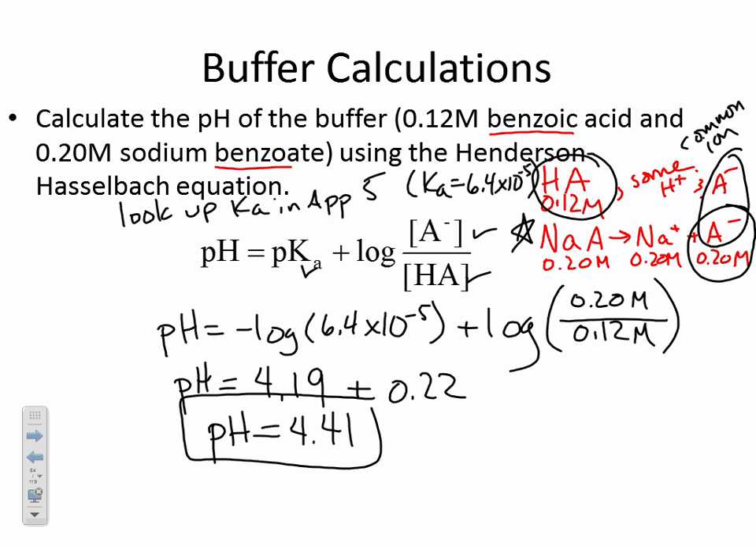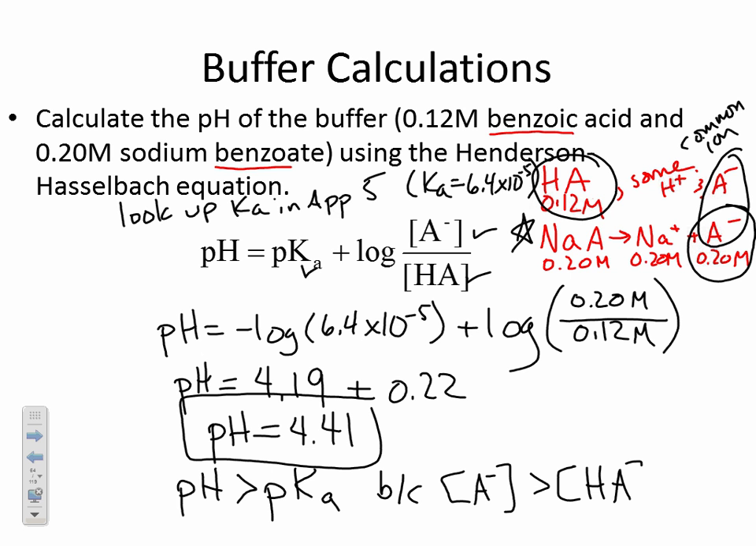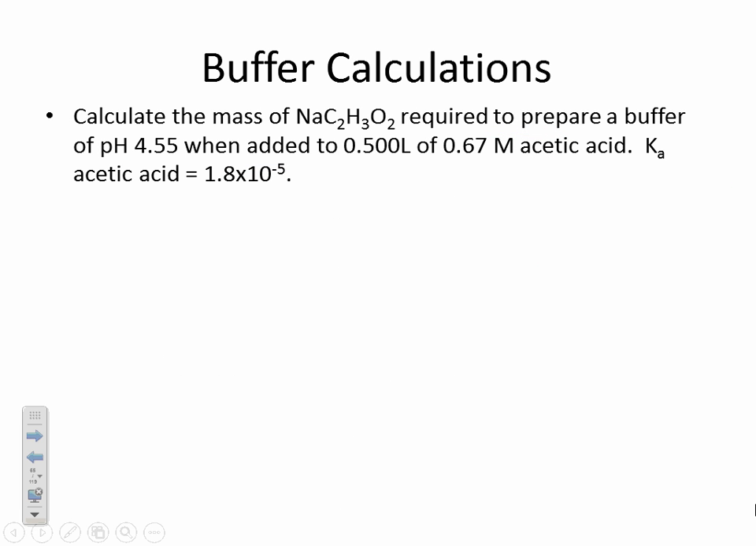Now notice the pH in this case is greater than pKa, right? 4.41 is greater than 4.19. The reason is because in this case, the weak base concentration is greater than the weak acid concentration, right? The 0.2 over 0.12. So our pH is slightly more basic than the pKa because you have greater quantities of your weak base than you do your weak acid. So there you go, pH of a buffer, not hard. Calculating pH of a buffer might be the easiest part of buffer chemistry.